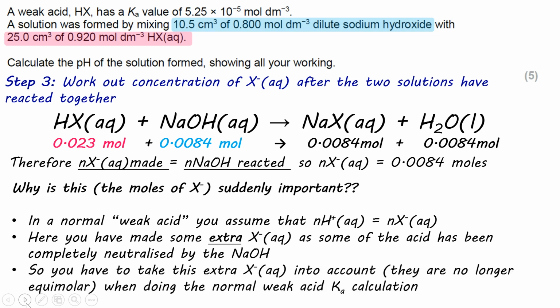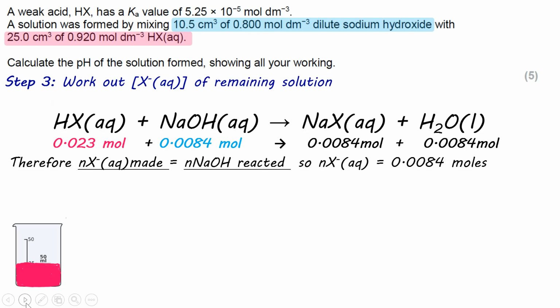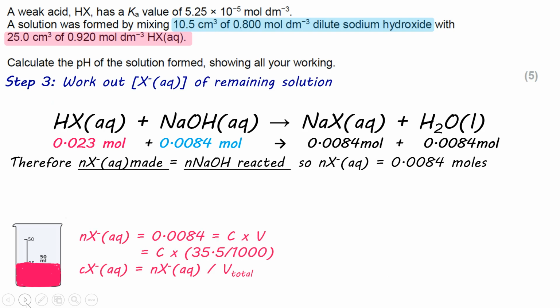So you have to take this extra X- that's now in the mixture into account because H+ and X- are no longer equimolar. So let's do the concentration of X- first. Doing the same things we did before, 0.0084 over 0.0355 gives us 0.2366... Again, a long number which I'm going to keep in my calculator memory.